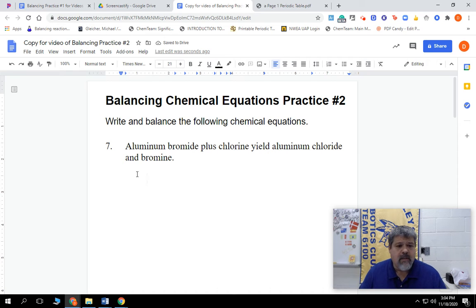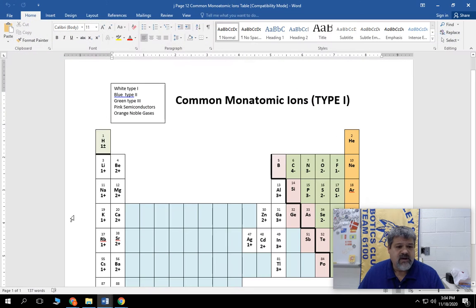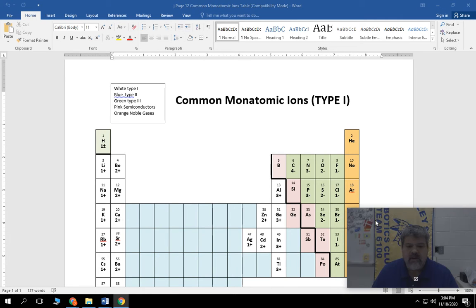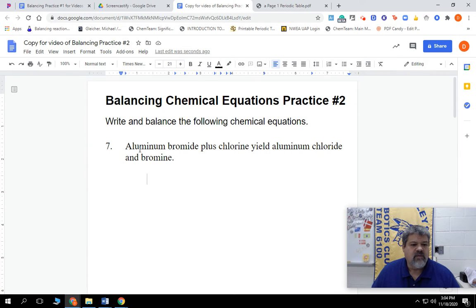We're going to have aluminum bromide. Well, since it's a type 1, we have to look at the charges. So let's look at the charge of aluminum and bromine. If we go to our monoatomic sheet, since it's type 1, we'll see aluminum is right here, which is a +3. And bromine is right here, so it's a -1. So we have +3 and a -1. They do not cancel each other out, so we're going to crisscross them. That means I'm going to have 1 aluminum, but I'm going to have 3 bromines.